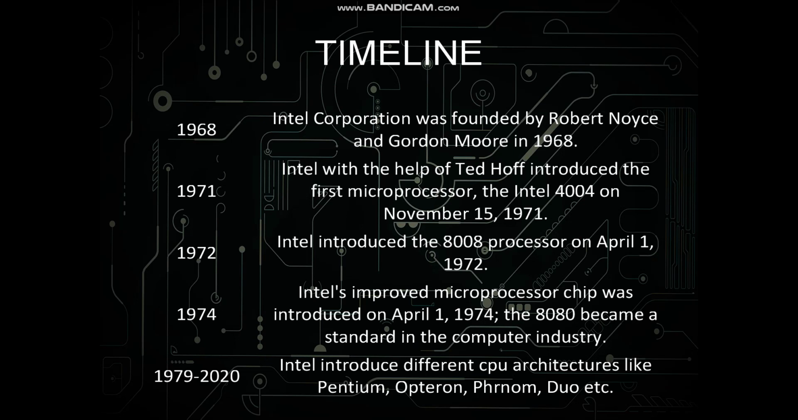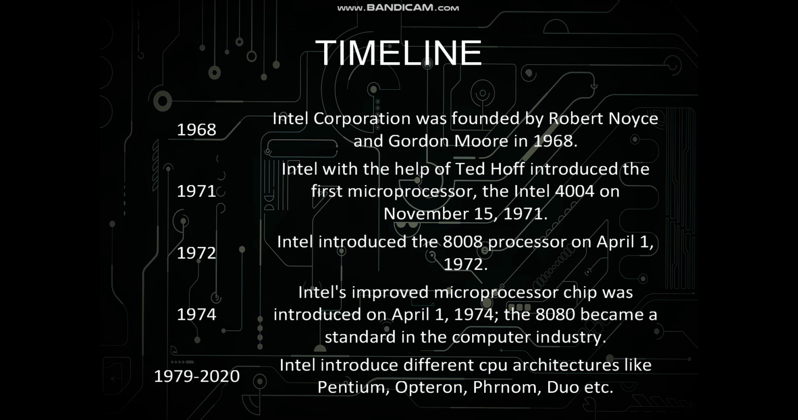Here we have the timeline. In 1968, Intel Corporation was founded by Robert Noyce and Gordon Moore. In 1971, Intel, with the help of Ted Hoff, introduced the first microprocessor, the Intel 4004, on November 15, 1971. Next, in 1972, Intel introduced the 8008 processor on April 1, 1972.